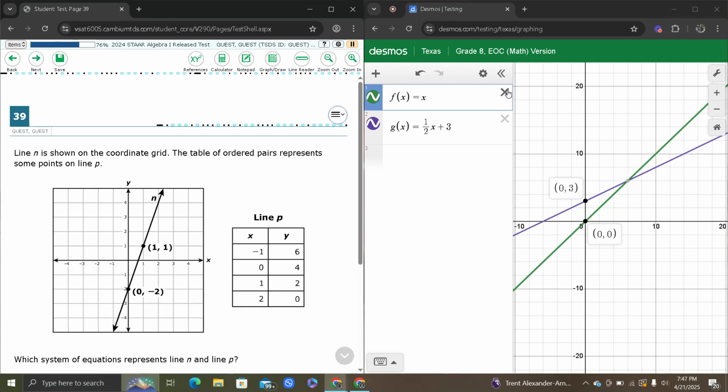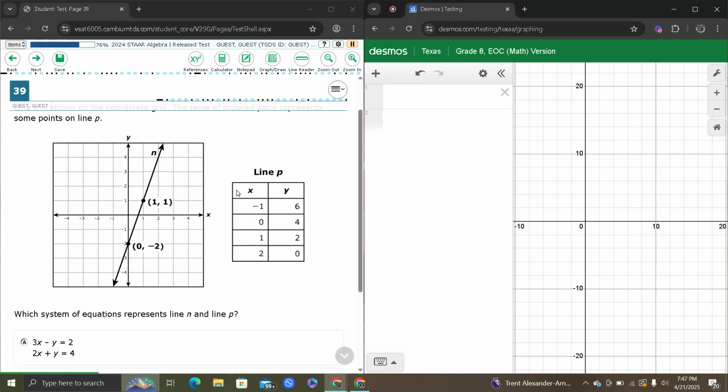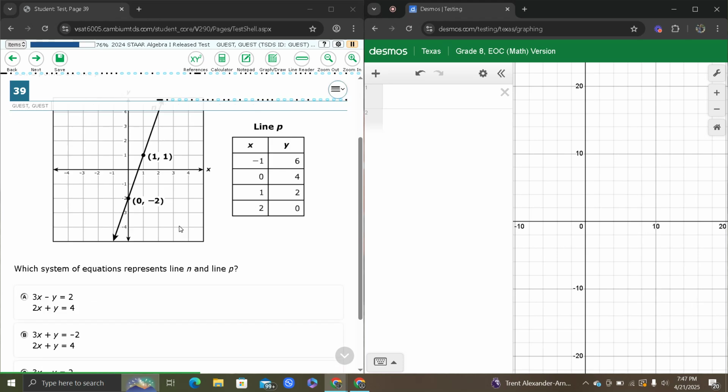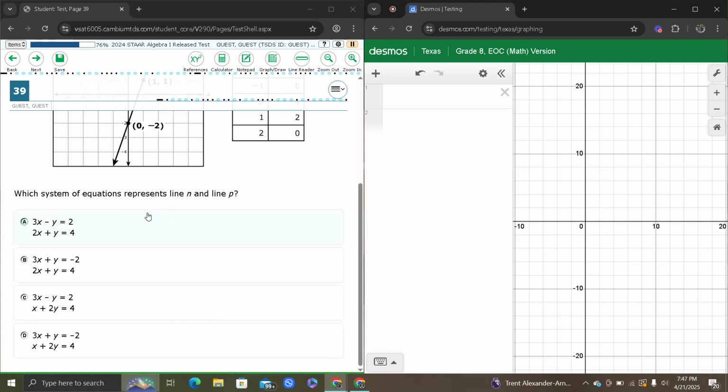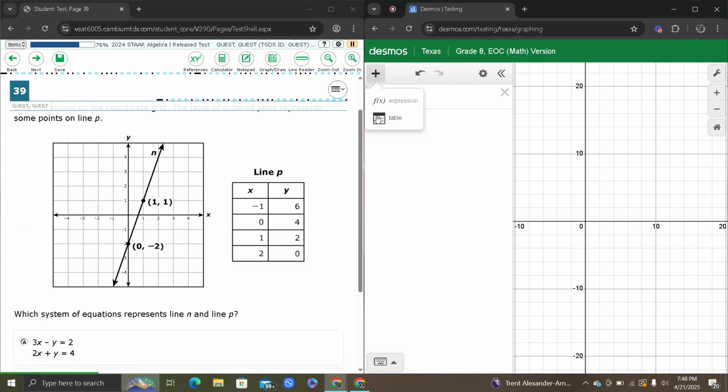Line N is shown on the coordinate grid. The table of ordered pairs represents line P. Which system of equations represents line N and line P? So you're just going to slide x, divide y on these, and you have to see if it equals the linear form version. You might be like, what? You'll see.